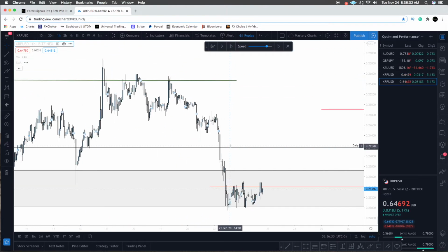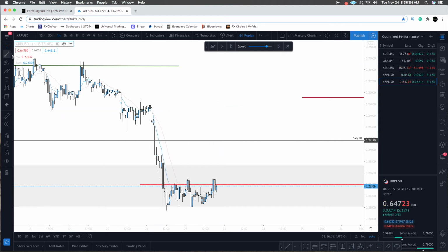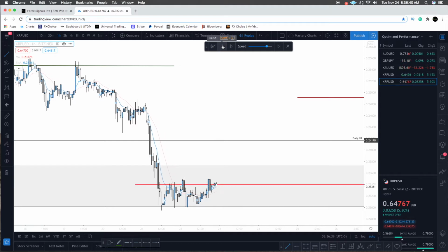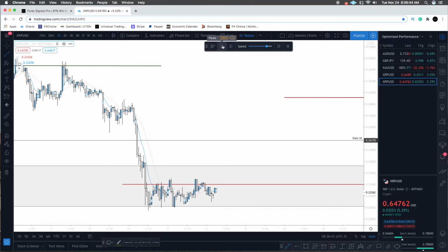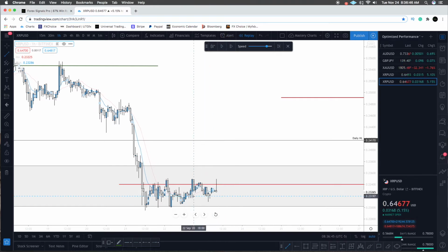And I'll go to my H1 time frame. So from what I can see here, price came back to this level, and let's hit play. Let's just pause here and look that price pushed here, pulled back here, pushed here. So this is our previous level of support.